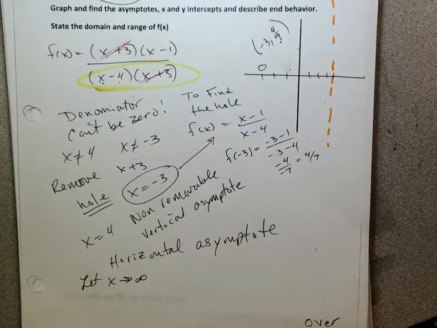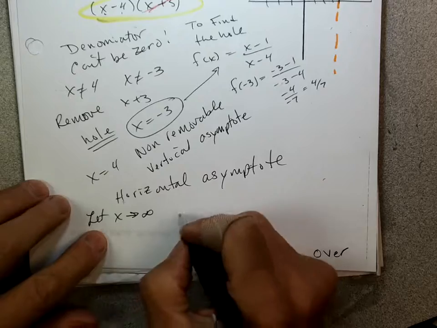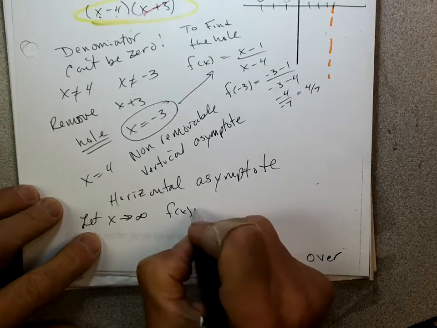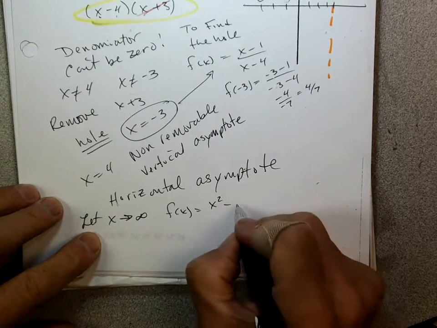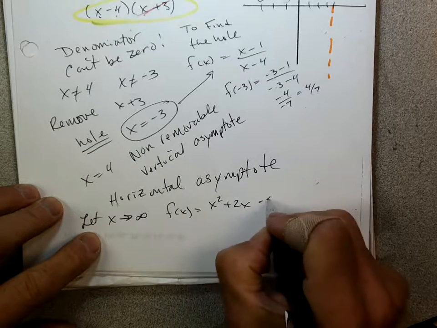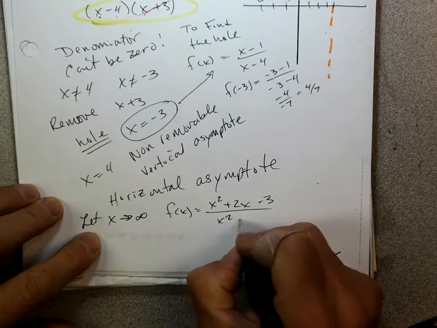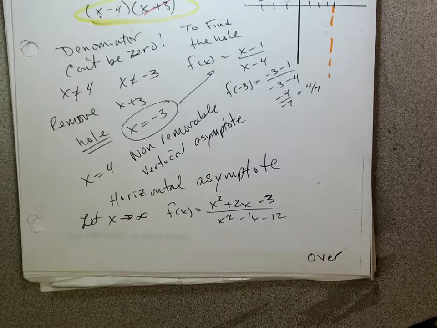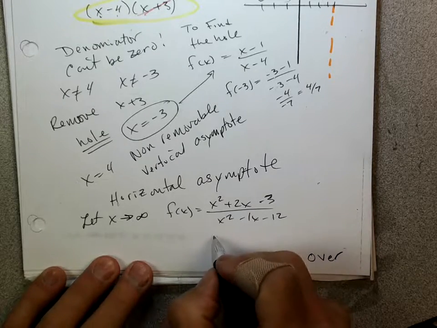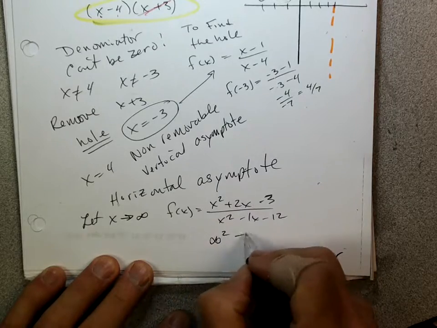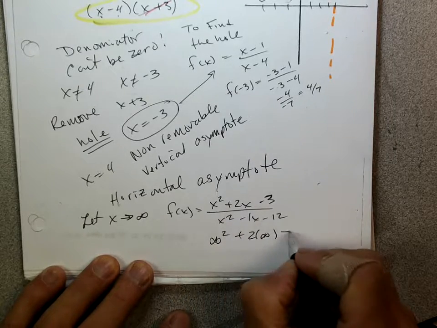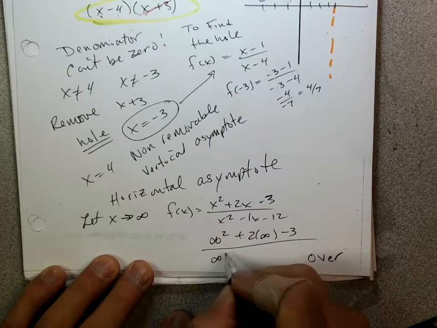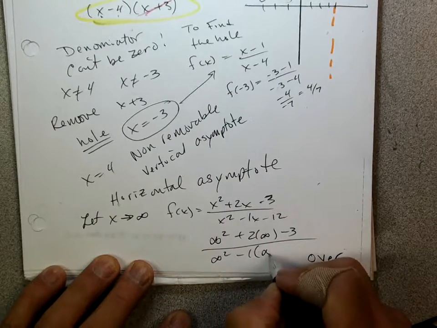So let me go back to my original problem, and let's go ahead and plug in infinity. My original function was f of x equals x squared plus 2x minus 3 over x squared minus 1x minus 12. If I let x approach infinity, then we're going to be able to gobble up. Remember we talked about gobbling up? So I would have infinity squared plus 2 times infinity minus 3 over infinity squared minus 1 times infinity minus 12.